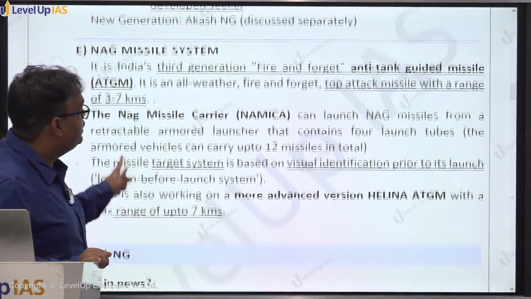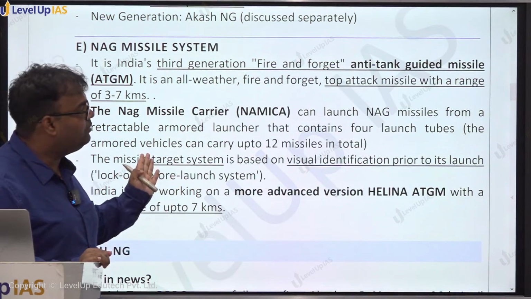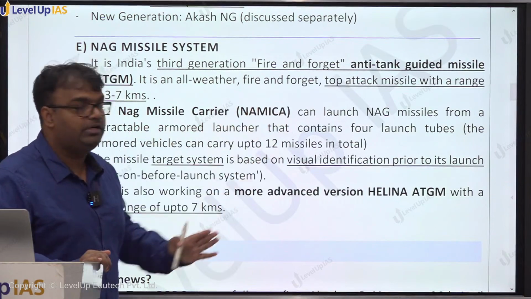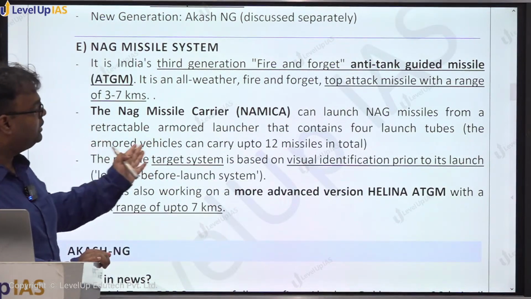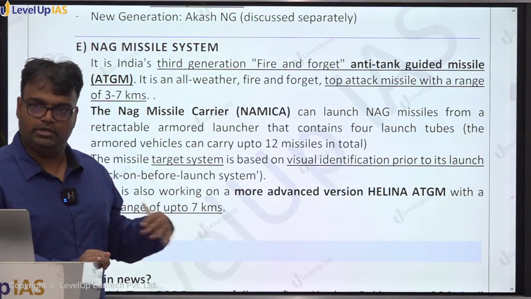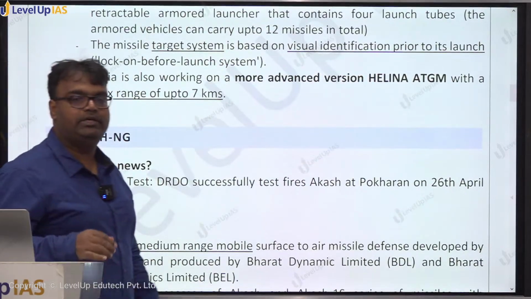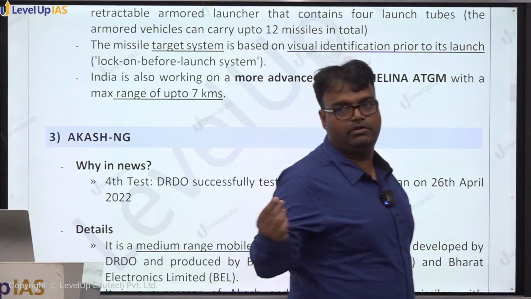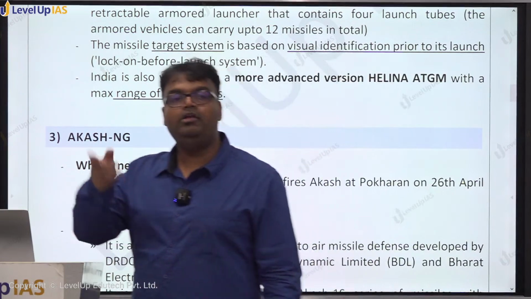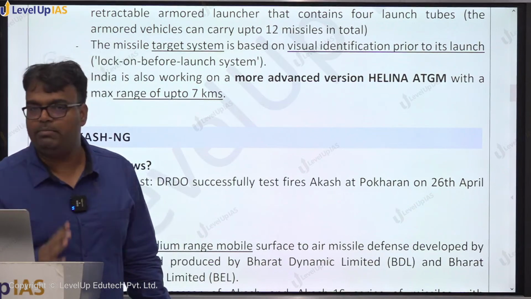A better version of this is its carrier, NAMICA, the Nag Missile Carrier. Through the Nag missile carrier, you can launch Nag missiles from a retractable armored launcher that contains 4 launch tubes. The armored vehicle can carry up to 12 missiles in total. Okay, so these were the missiles which were developed under the Integrated Guided Missile Development Program. We saw 5 missiles, with Agni 1, 2, 3 within Agni. Please note Agni 4 and 5 were not part of the Integrated Guided Missile Development Program, IGMDP.